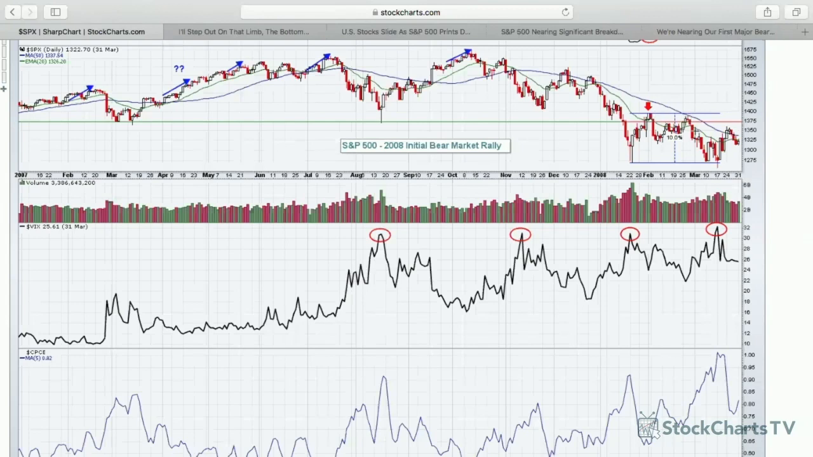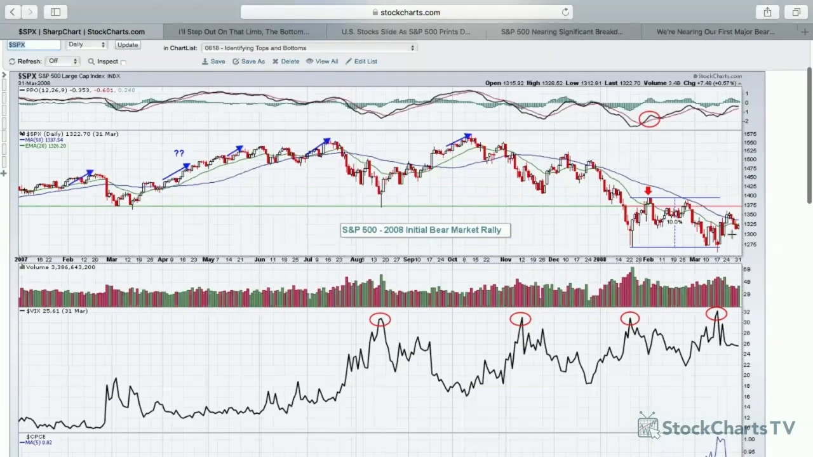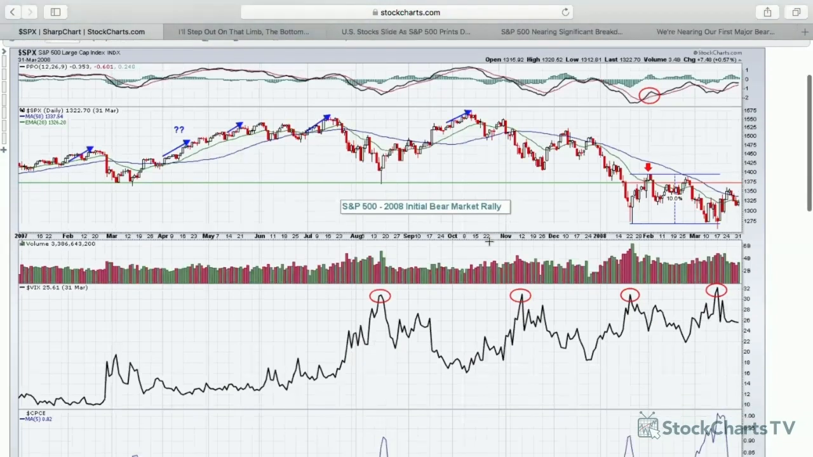We got a bounce. Notice we go back down. We put in a double bottom. The VIX again high. We bounce. But ultimately, we ended up breaking down. This, again, was that 2007, 2008, 2009 bear market.